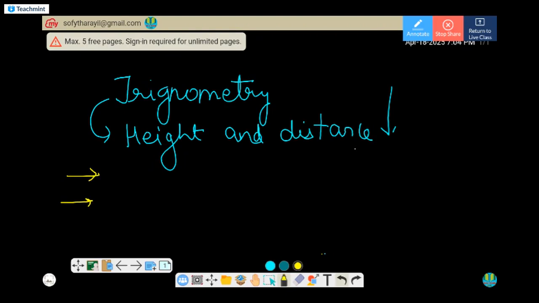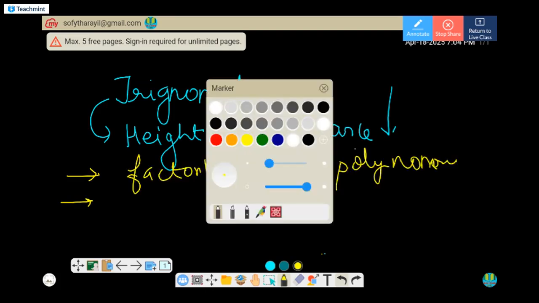Ma'am, currently they are doing factorization of polynomials. And how many chapters have been done before this? One, two, three. Ma'am, 5 have been done.